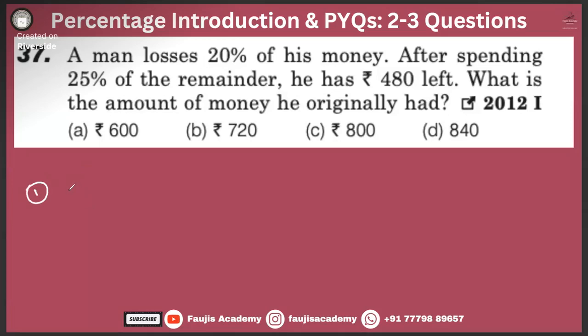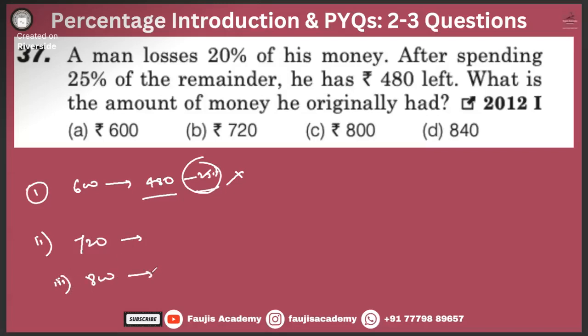So let's say option number one, 60%. He lost 20%. How much remaining? 80%, 480 remaining. Out of which he also spent 25%. Then how come he still has 480 remaining? Not possible. One is not the answer. Option 2, 720. Not a very good number to work with. Let's work with 800.